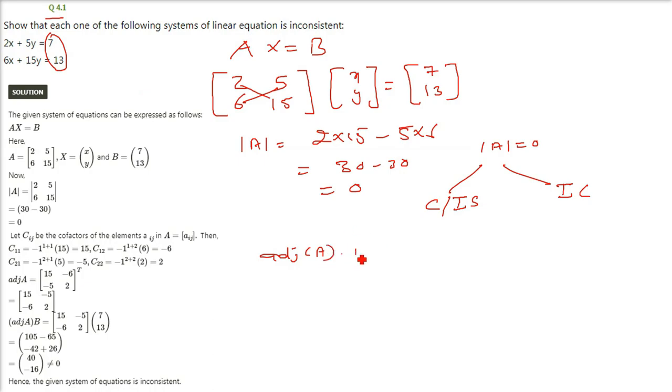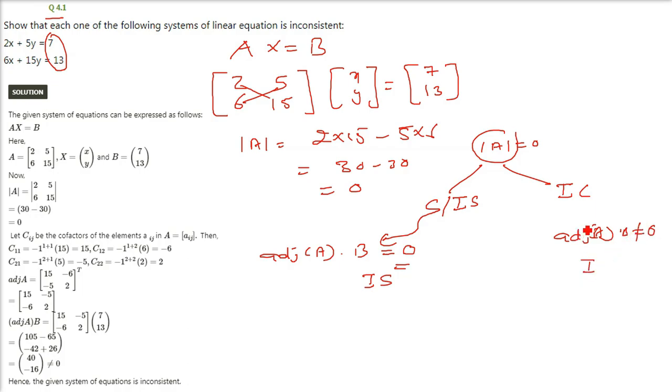Then the next step is finding the adjoint of A multiplied by B. Now when this also comes to 0, with determinant of A being 0, then adjoint of A dot B equals 0, and we say that we have infinitely many solutions. But if the determinant of A is equal to 0 and adjoint of A into B is not equal to 0, then we will say inconsistent.